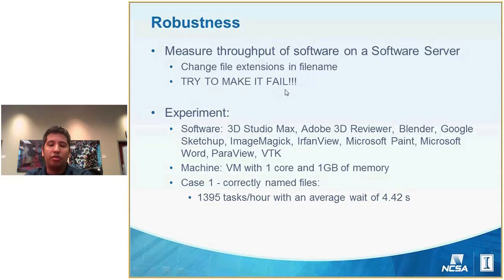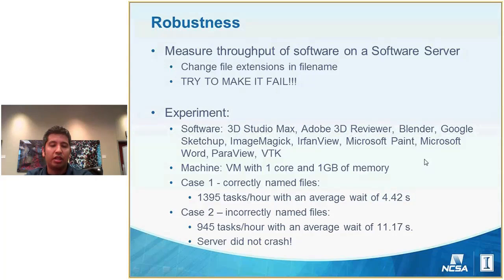In case one, where the files were friendly, we were able, on average, to get 1,300 tasks per hour, which is not bad considering what you're doing with GUI-based stuff. And with the average wait time about 4 seconds for a task. In case two, where we were throwing bad files at it, we were able to get 945 tasks per hour with an average wait of 11 seconds.